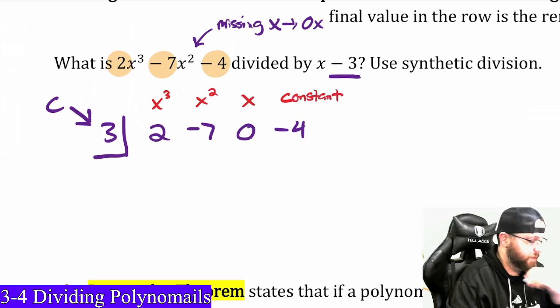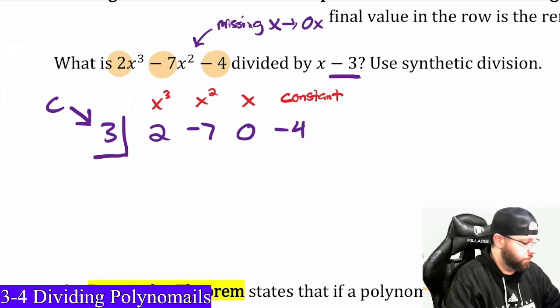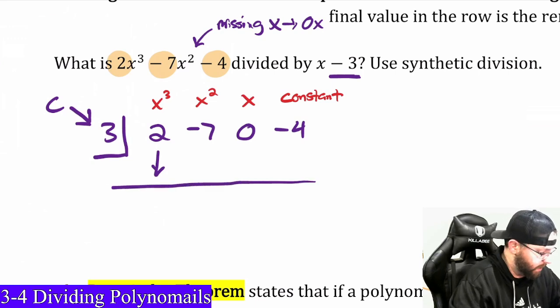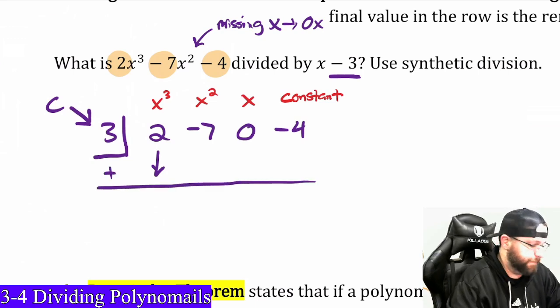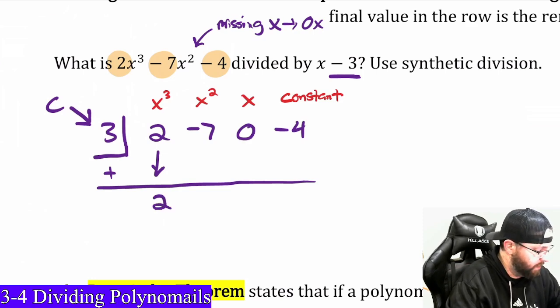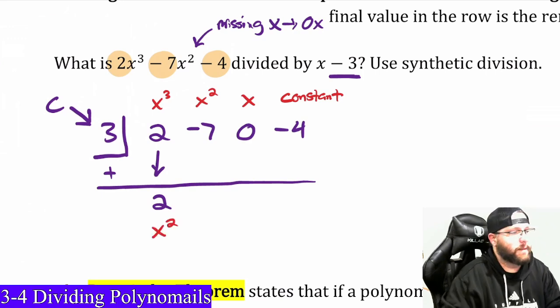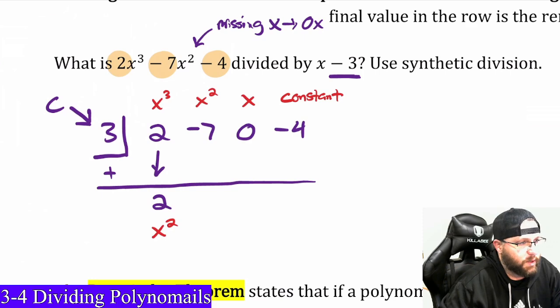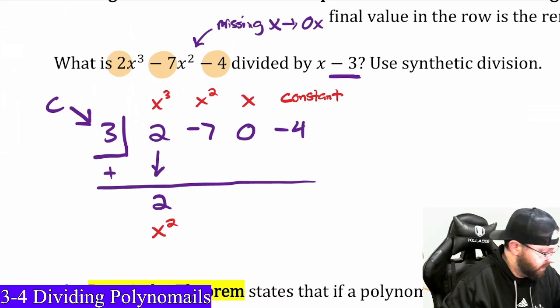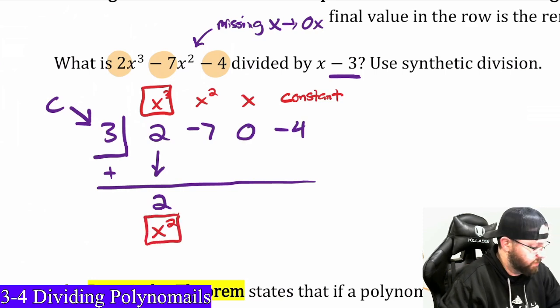Okay, at the end. And so what we want to do is we're going to bring the first one down, and instead of subtracting, we're going to be adding, right? So we get a 2 here, which means this is going to be our x squared. Okay, this is going to be our x squared. So that means that, notice, this is x to the power of 3, and when we bring it down, it turns into an x squared.